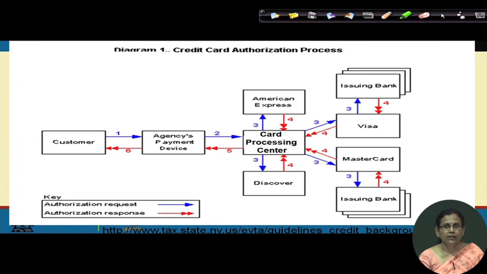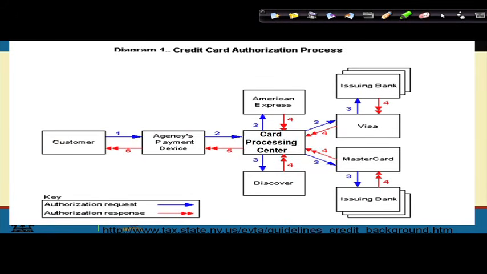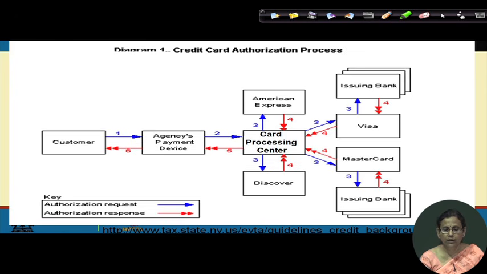Let us see, as I told you, during card transactions, first the authentication takes place, then the settlement takes place. First we will be talking about when you swipe your card, because that is the first way of electronically communicating your details. When the customer swipes the card in the agency's payment device, the card details will be going to the card processing center. From there, depending on the nature of the card, it will be going to the respective company.